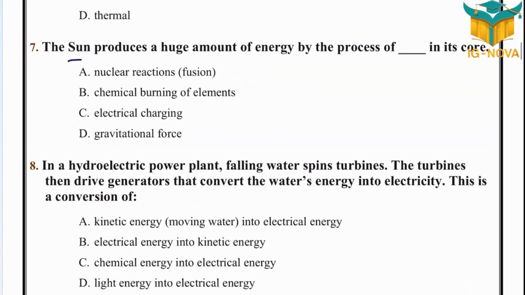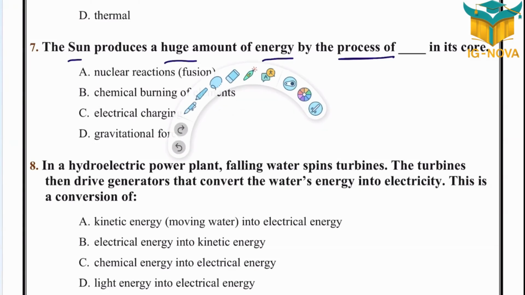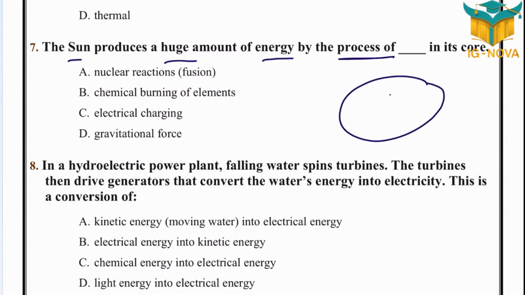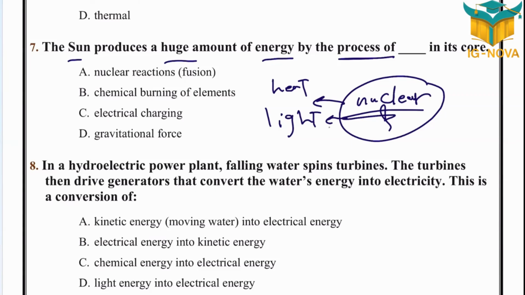Question 7. The sun produces a huge amount of energy by the process of. We know that nuclear reactions happen in the sun, nuclear fusion happens, so that it releases heat and light. So I'm going to go for nuclear reactions, fusion, which is A.